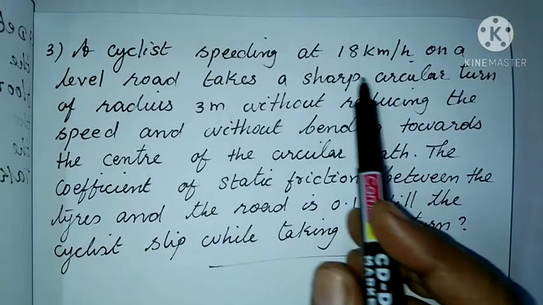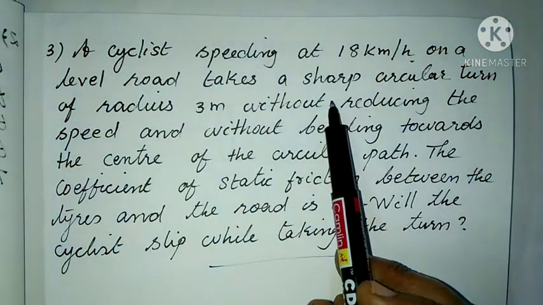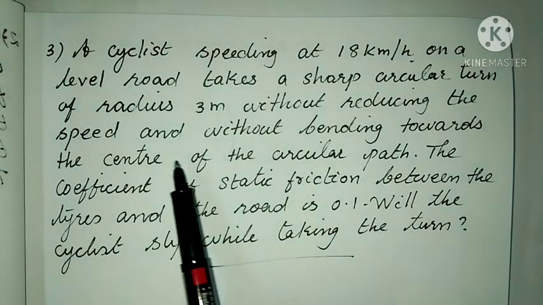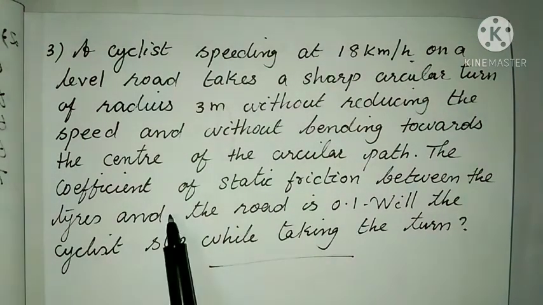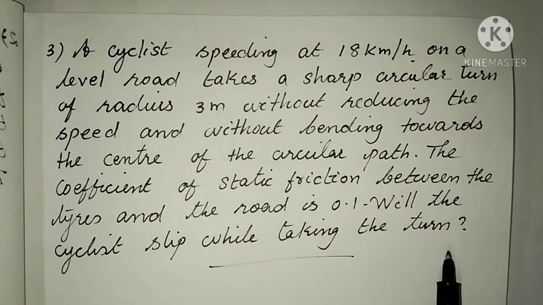A cyclist speeding at 18 km per hour on a level road takes a sharp circular turn of radius 3 meter without reducing the speed and without bending towards the center of the circular path. The coefficient of static friction between the tires and the road is 0.1. Will the cyclist slip while taking the turn?